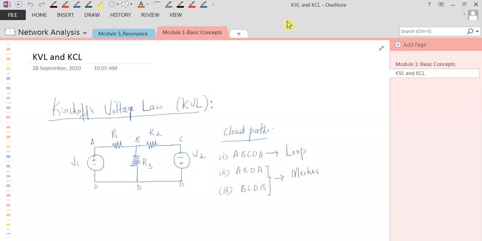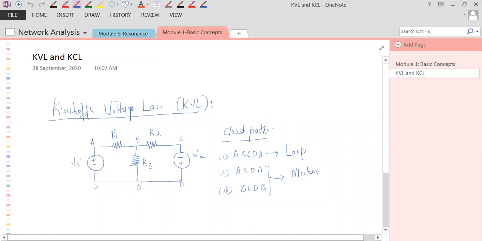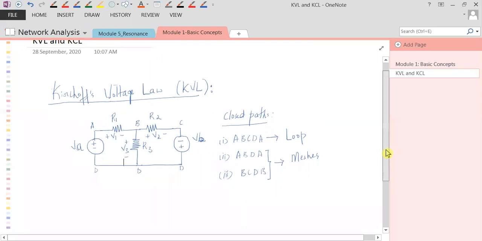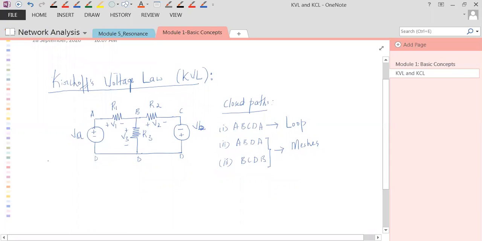Fine. So let's mark some voltages here. This I've called V1, right? Let me say this is VA and let me call this VB, because I'll be calling them V1s now. So let's say this is V1. Don't bother about the polarities, I'm just taking some polarities randomly, plus minus. And this is V3. Now when we say voltage, we try to write the voltages along a closed path. So first let's apply KVL to closed path ABDA.